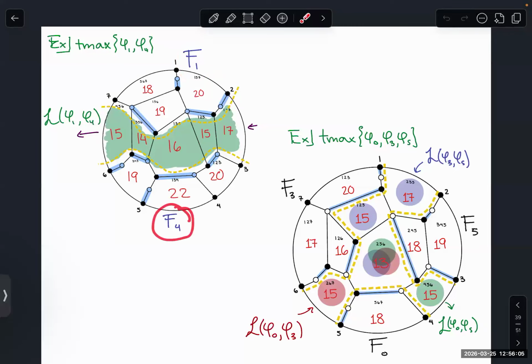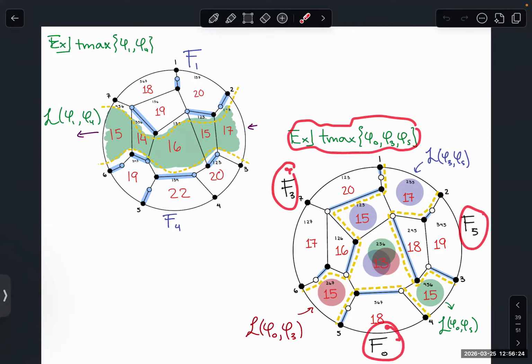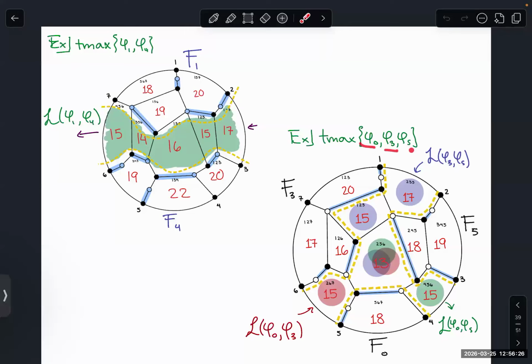And the fundamental height function phi4 is used to the left of the orientation, or to the left of this land bridge, with respect to the orientation of going from right to left. The second example is a little bit more involved, but we can see that F3, F5, and F0 correspond to where phi0, phi3, and phi5 are contributing into this Tmax uniquely. And the land bridges have these either entering or exiting orientations as marked by the green, red, and blue.